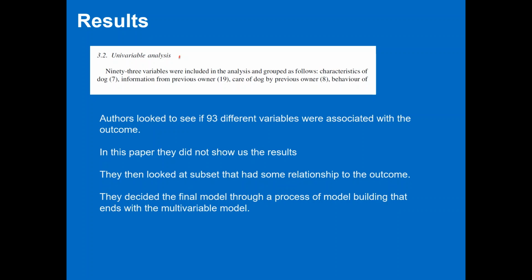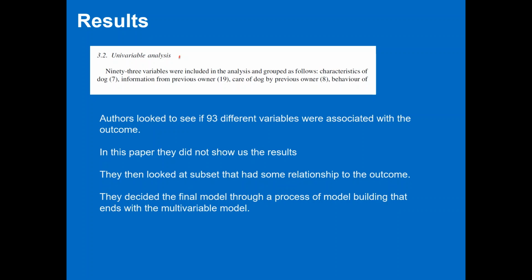Other papers will show you those results, and they will use tables normally, and the tables might have things such as univariable analysis or unadjusted odds ratios. They then took a subset of those that they deemed to have some relationship with the outcome, and they decided a final model through an elaborate process of model building.